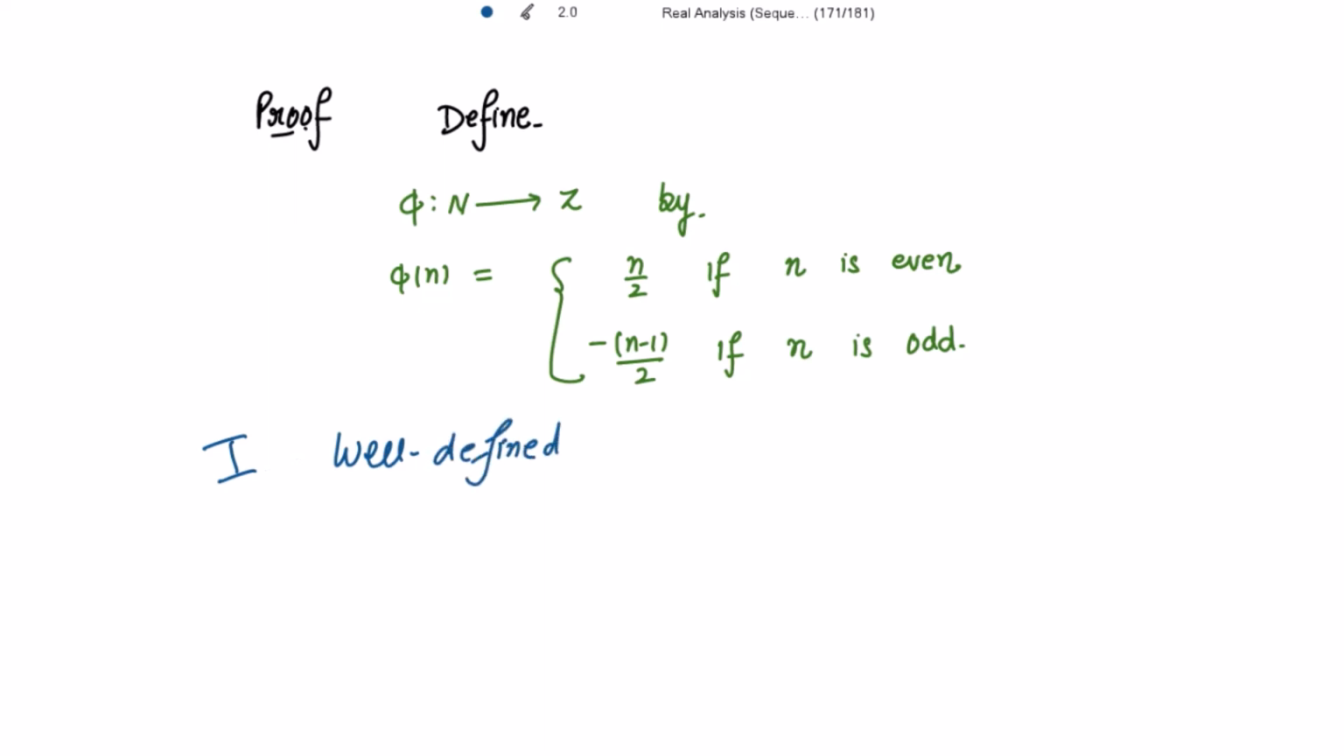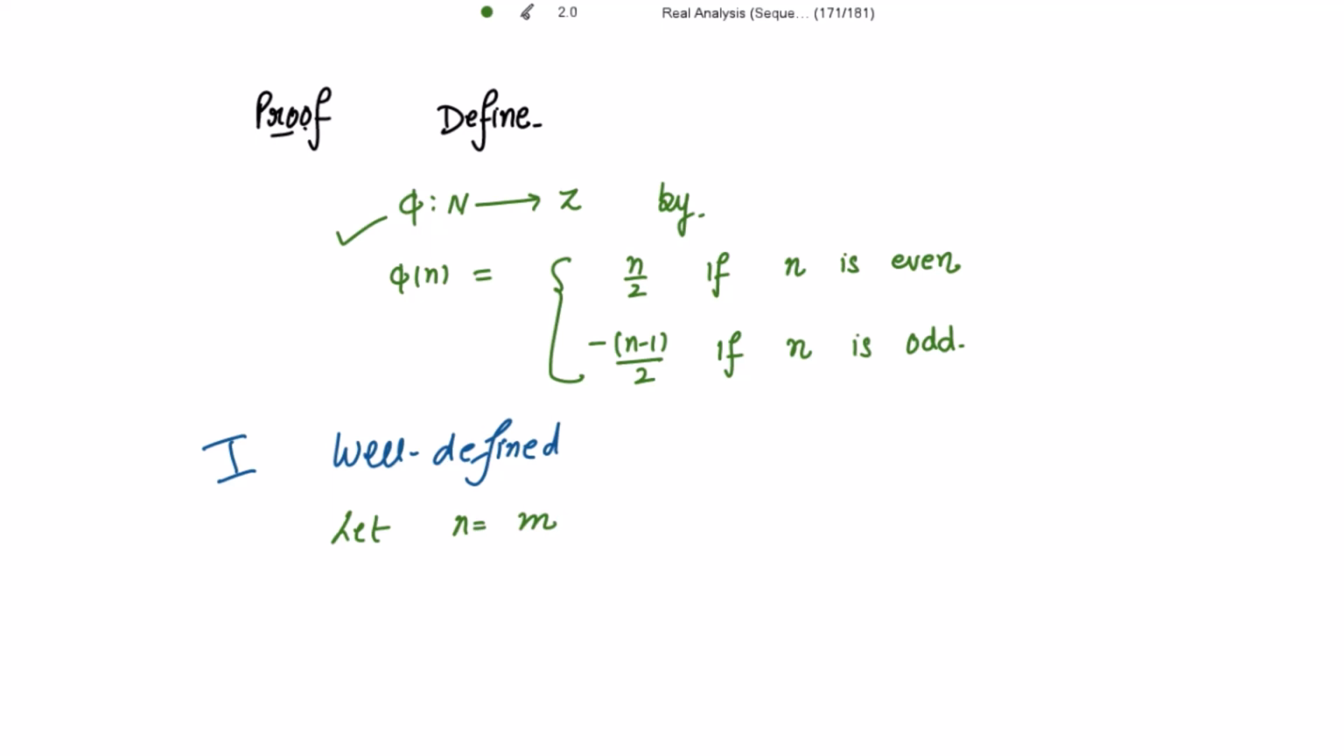What is the definition for a well defined function? A function is said to be well defined, suppose f is a mapping from X to Y, if x1 equal to x2 implies f of x1 is equal to f of x2, where x1, x2 belong to the set X, which means one element of X has one and only one image in Y, right? So for this mapping, let n is equal to m, and we have to prove that phi of n is equal to phi of m.